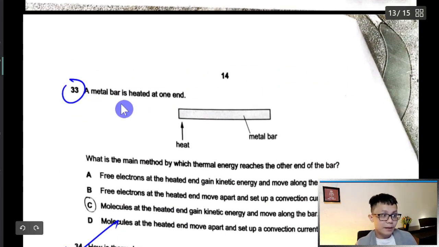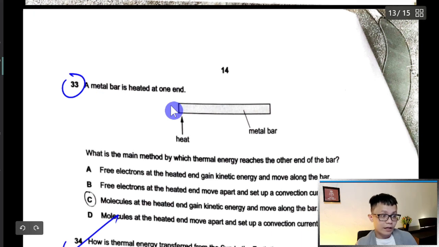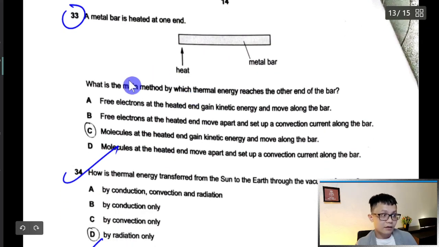33. A metal bar is heated at one end. What is the main method of thermal energy transfer? So probably this will be conduction. Usually heat transfer is by radiation, conduction, or convection. So this is the vibration of particles. So the answer will be: free electrons at the heated end gain energy and move along the bar. The answer will be A.